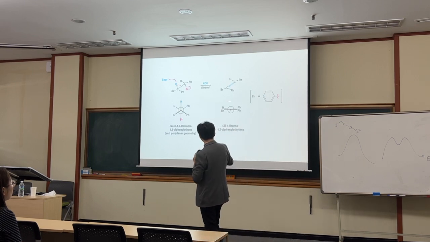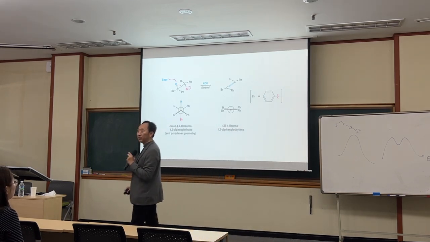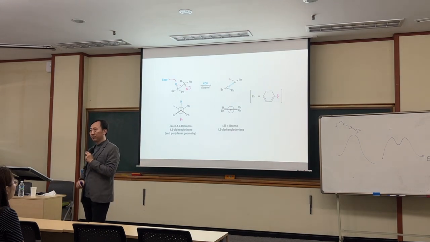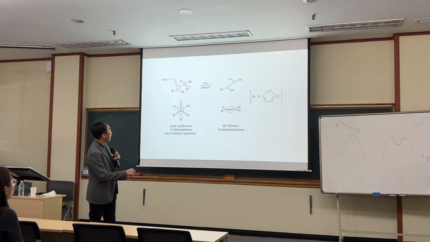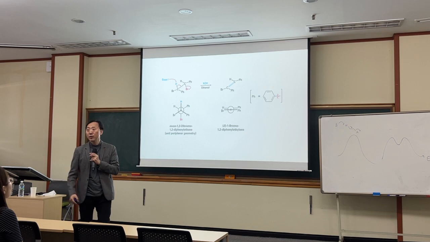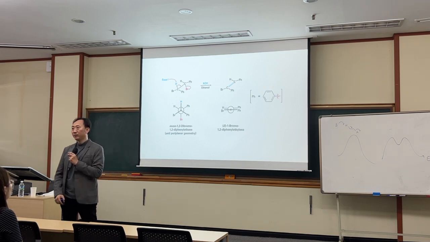Now, this alkene, is this E or Z? Cis or trans? This one has the same structure and the same size, so maybe we can call it cis. E and Z.